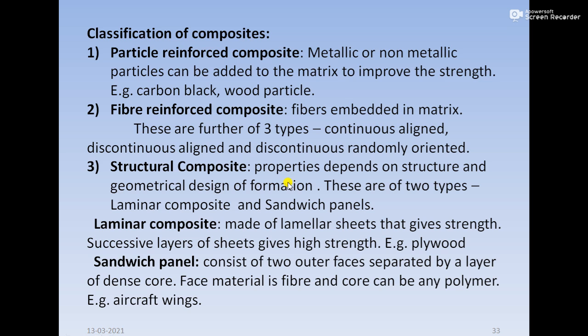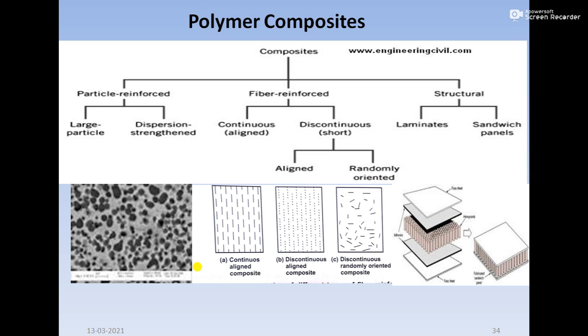Then structural, there are two types. One is laminar and second is sandwich. So you can see this classification diagram. So composite, then particle, fiber and structural. So particle is having two sizes. One is large size or small size. If the particles are of small size, then it is called dispersion. So you can see in the diagram that particles are reinforced in the polymer matrix. So that is called particle reinforced composite. But that is having two types. One is large size particle and second is small size particle.